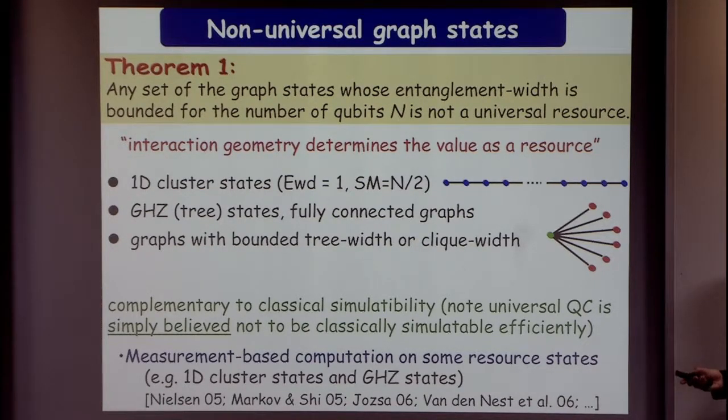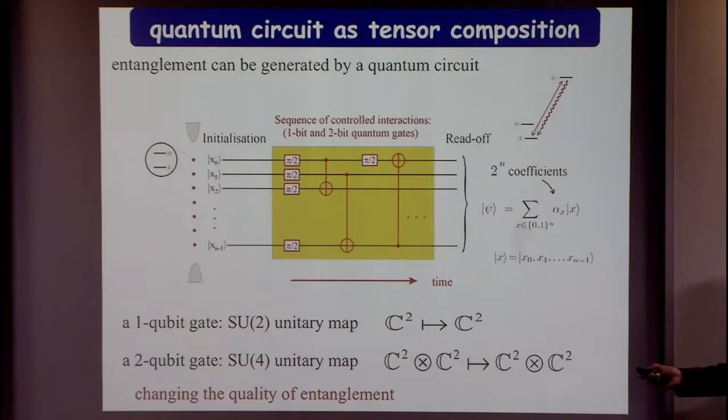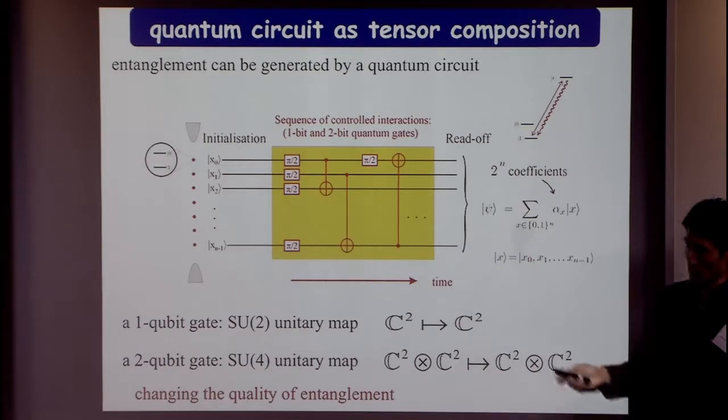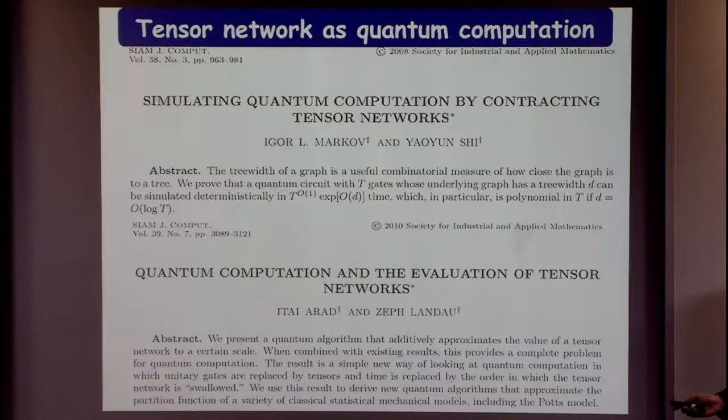And this also coincides with another idea, the classical simulation of the quantum circuit itself. Because in this argument, I attribute the complexity of quantum computation to the entanglement. But you could also argue that quantum computation is nothing but the contraction of tensors in a certain order. And one might make a similar argument.